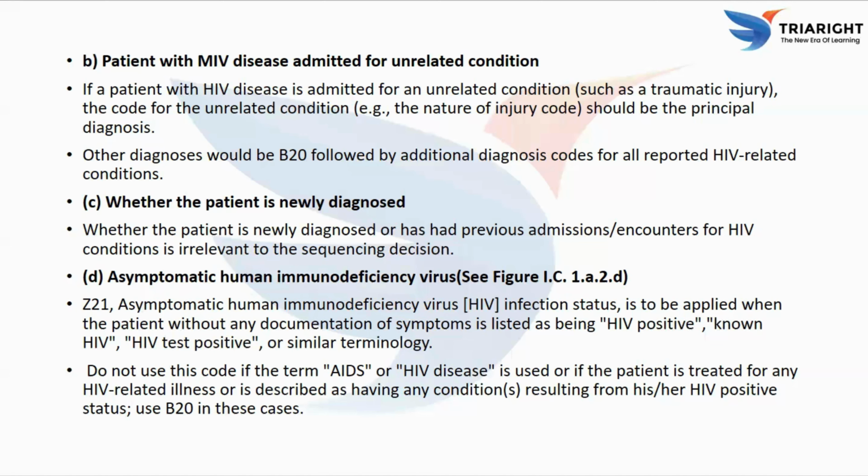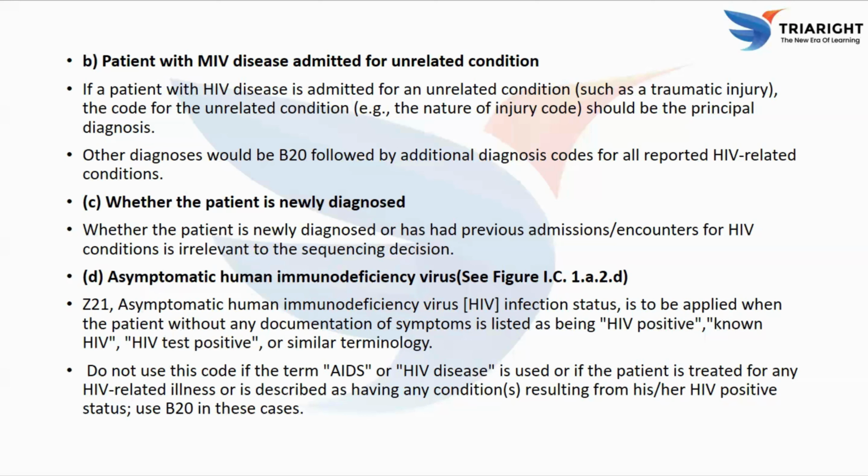The second example is an HIV patient admitted for gallstones which are not caused by HIV. The principal diagnosis is calculus of gallbladder, K80.20. So here the patient has HIV, but was admitted for gallstones. So the reason for the visit is gallstones, and these gallstones are not caused by HIV. That is why B20 is added as an additional diagnosis but not as the principal one.